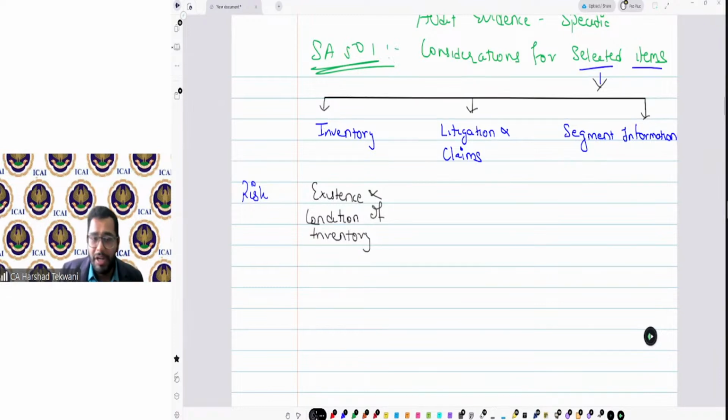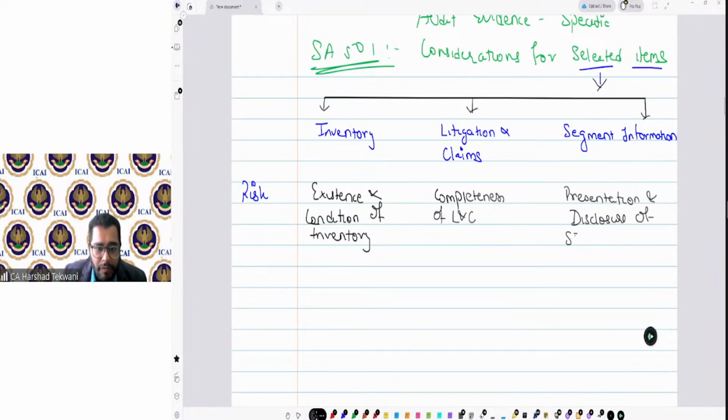Second, when I talk about litigation and claims, I'll talk about completeness of litigations and claims involving the entity. And when I talk about segment information, I talk about presentation and disclosure of segment information as per the applicable financial reporting framework. So these are the specific risks that we will discuss today.